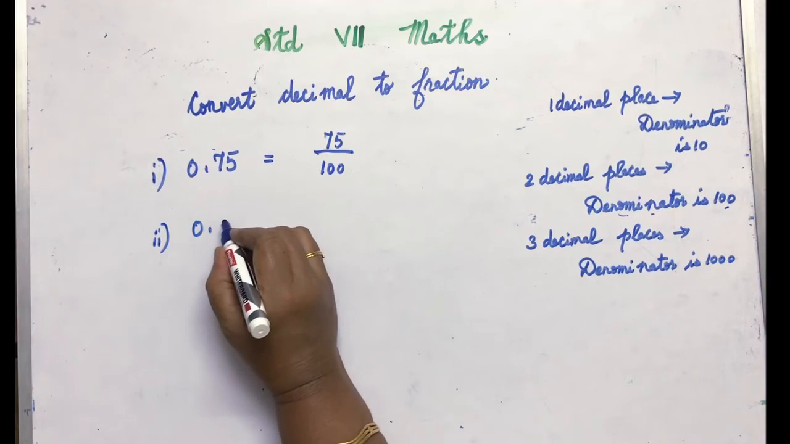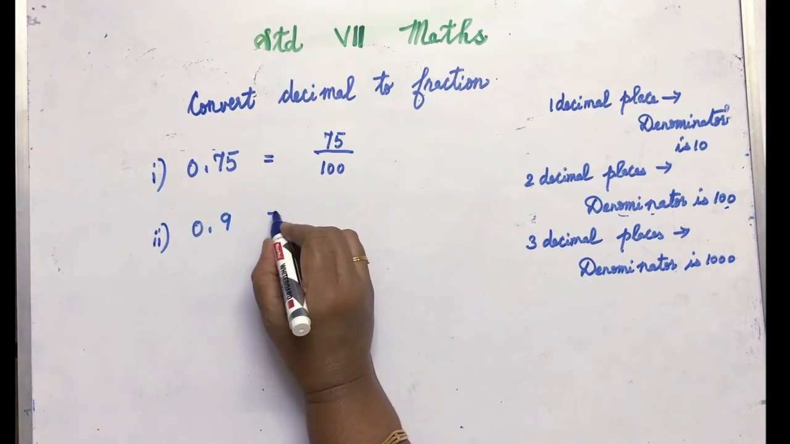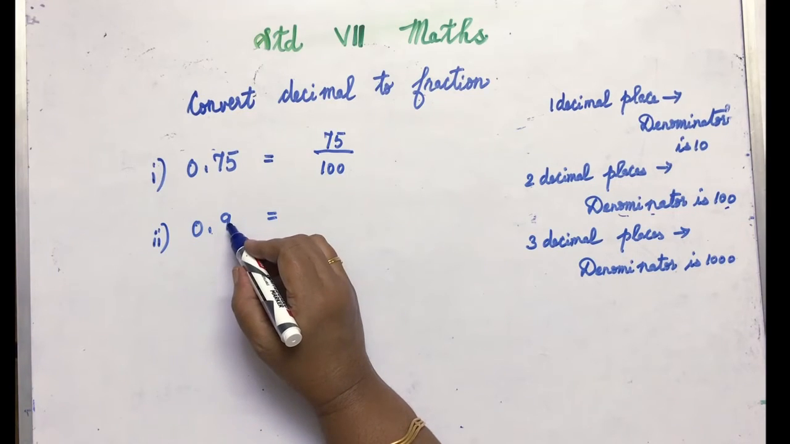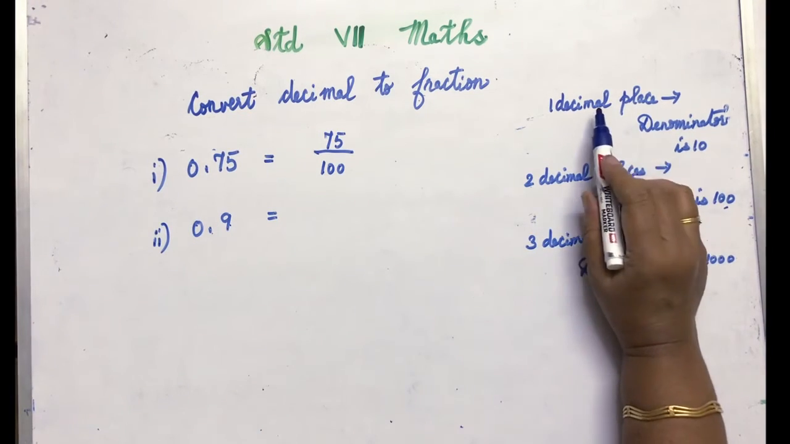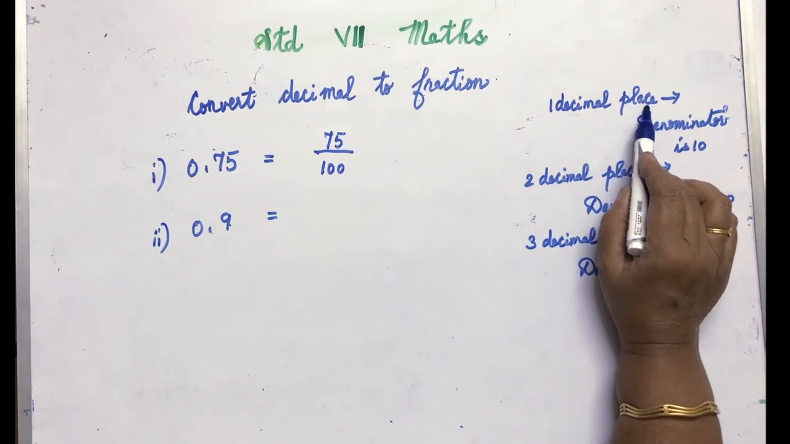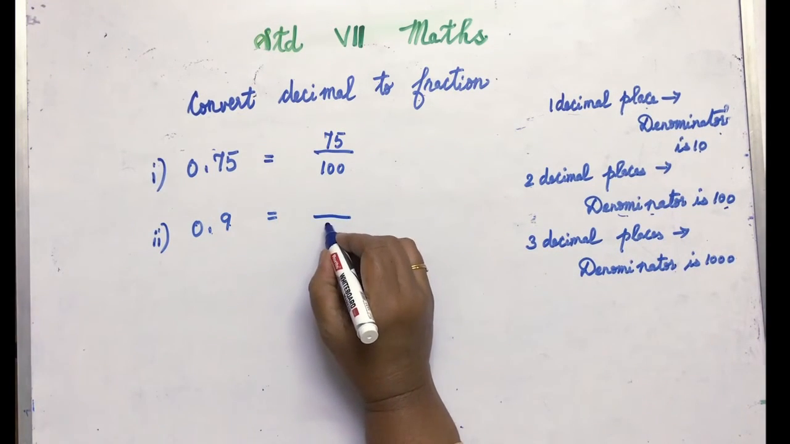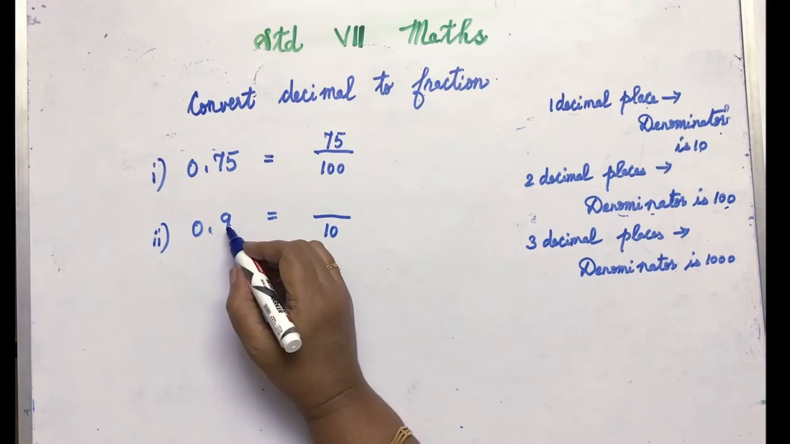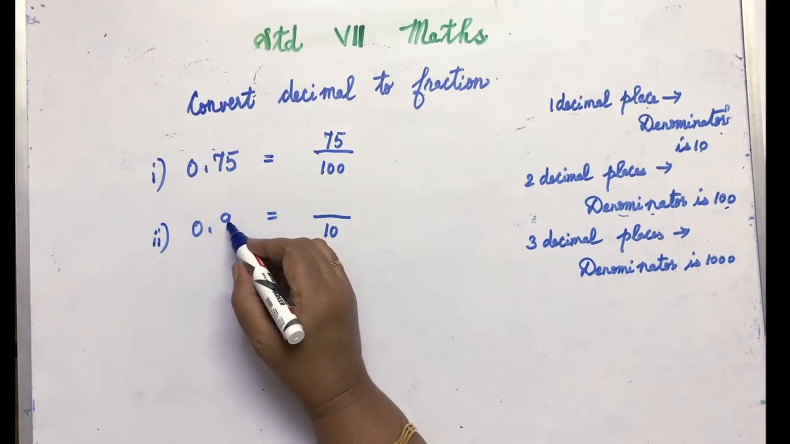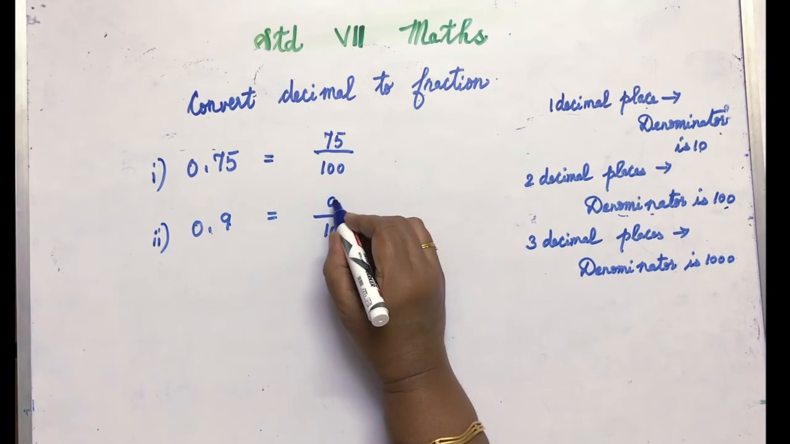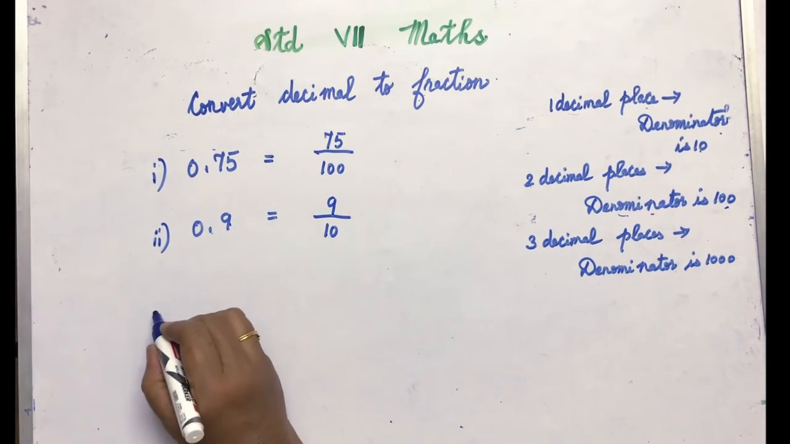Now 0.9. First we have to see how many numbers after the point. There is only one number. So if there is one number, we call it as one decimal place. So denominator is 10. So first we should write the denominator as 10, and in the numerator we should write the number here, which is 9. So that number should be written in the numerator.